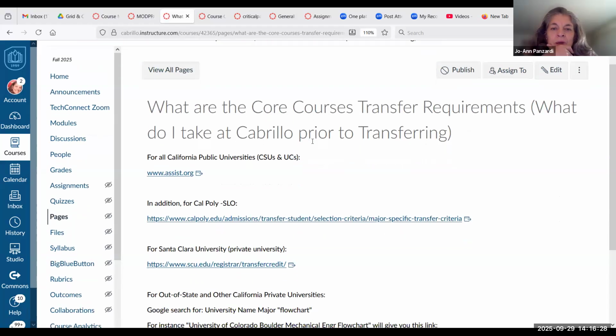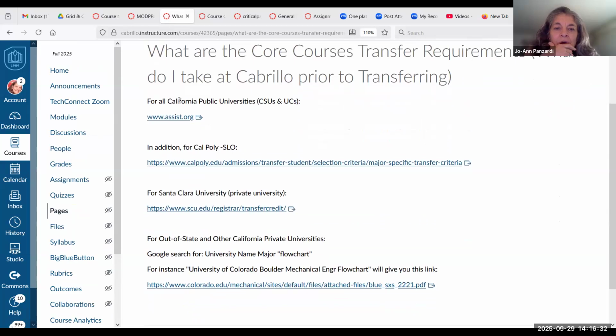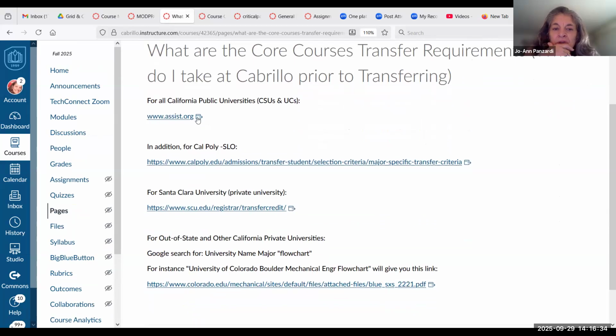Okay, so let's go to this one. It says, what are the core courses transfer requirements? If you're going to a California public university, you're going to look at Assist, and I'll show you how to use it. In addition, if you want to go to Cal Poly, besides looking at Assist, you're going to want to look at this also.